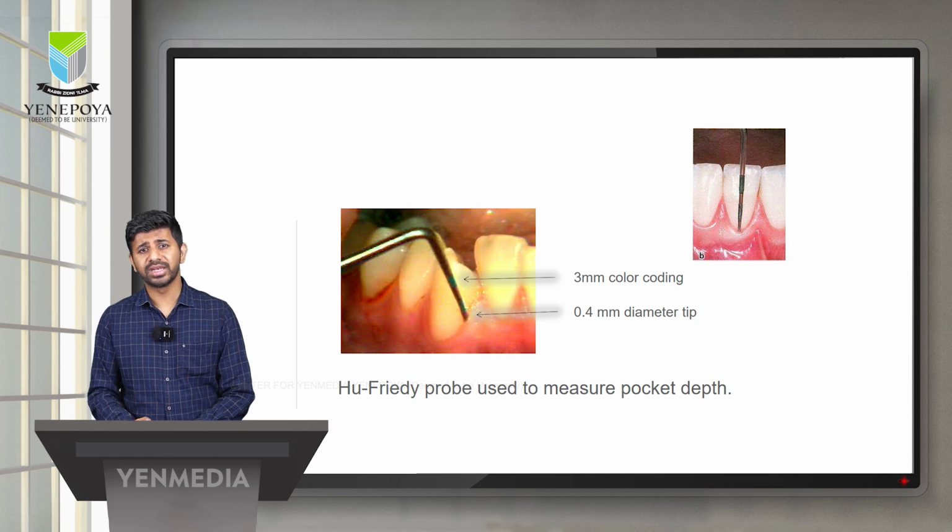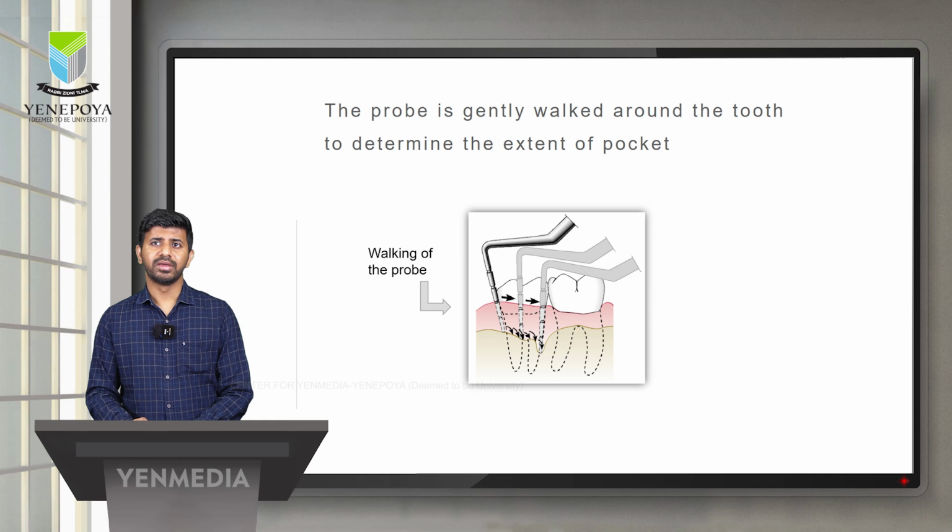How do we make sure that we measure the pocket? There is the 3D probe, which is used to check the pocket depth, and these probes are color coded. They have a rounded tip that's 0.4 millimeter, and then there is a 3 mm band which is color coded to understand how much depth of periodontal pocket is there.